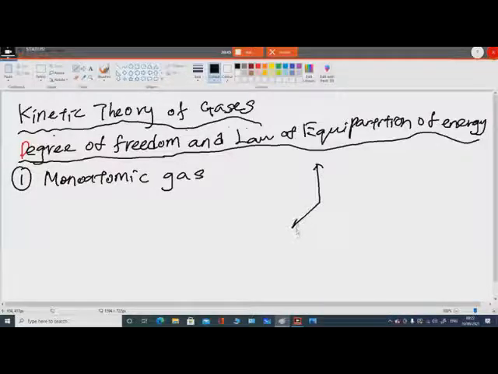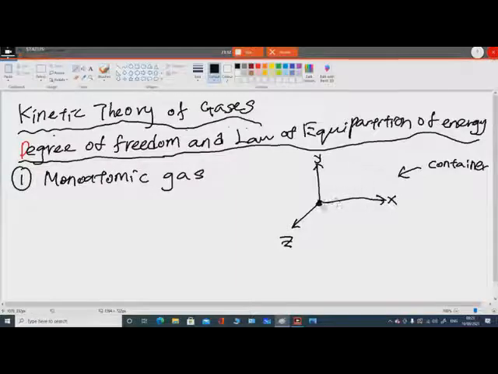So let's say we inscribe this gas inside a container. So this is a container, which is in three dimensions, of course. So this is the x direction, and this is the y direction, and of course this will be z.